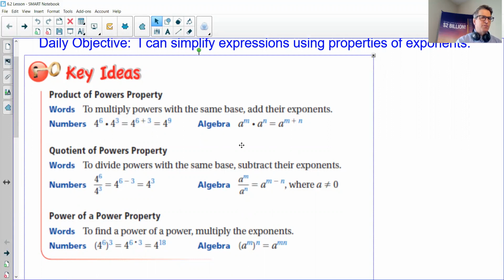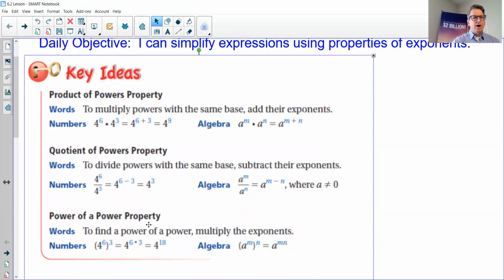Second one is the quotient of powers property. The quotient of powers property states that if you're dividing with the same base, you subtract their exponents. We have a numbers example here plus an algebra example.